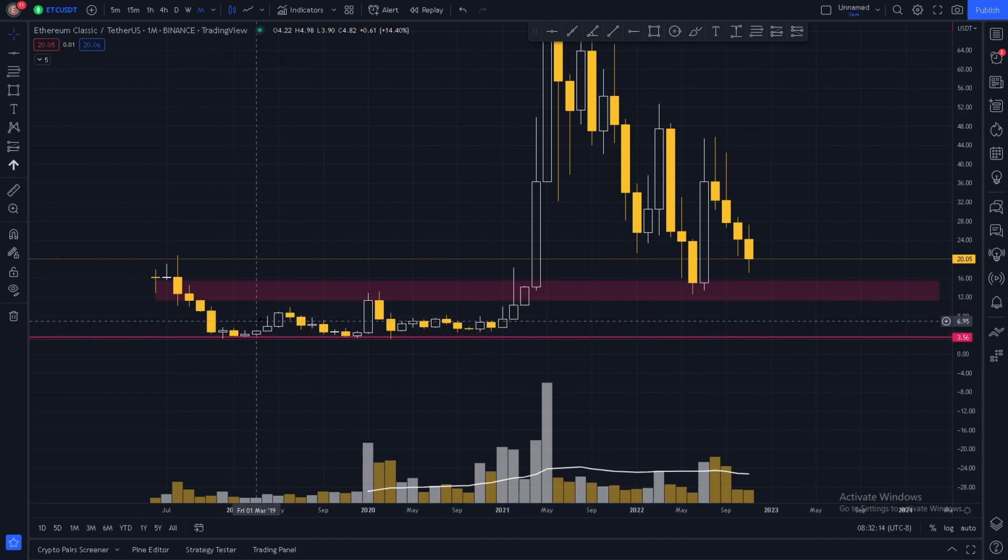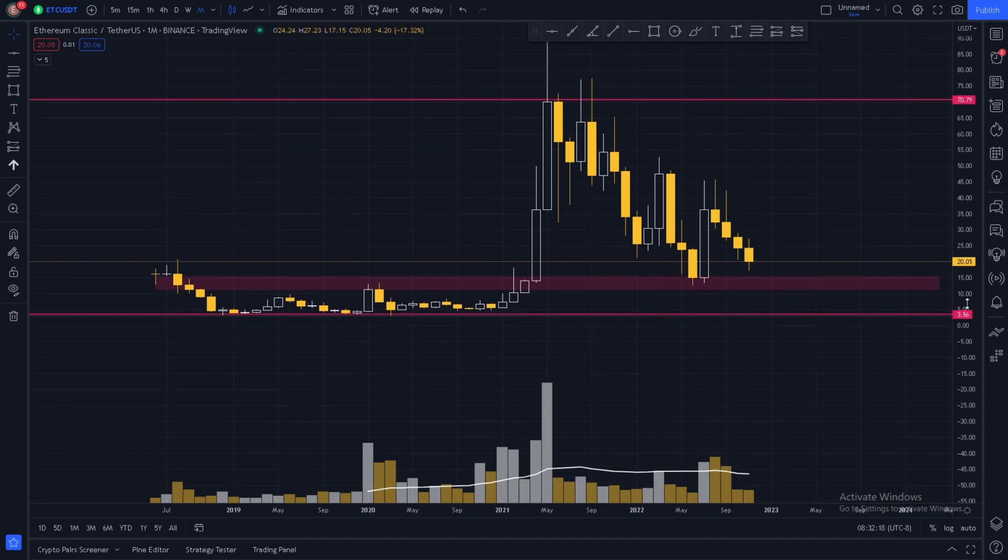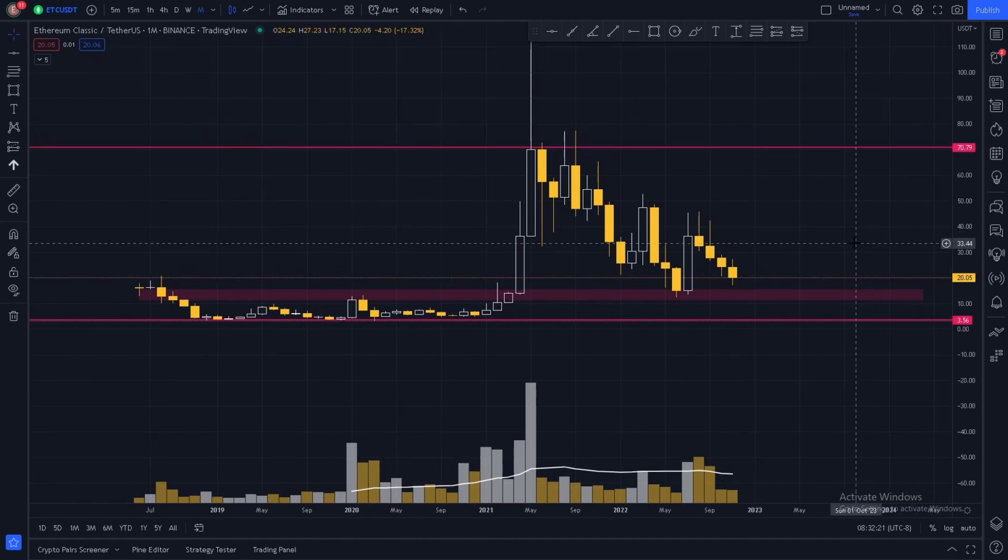As we see, this is the lowest point price has reached before reversing drastically. So let's go ahead and hop to the weekly so we can see more price action.